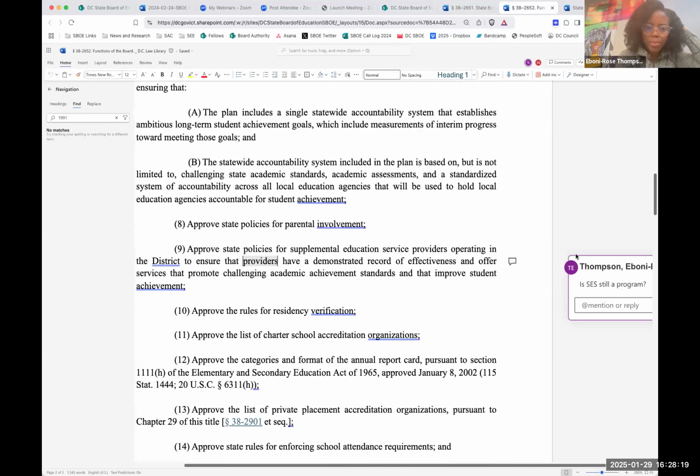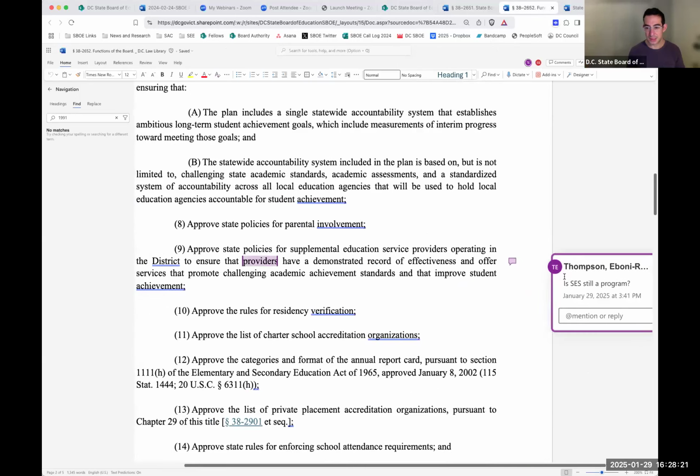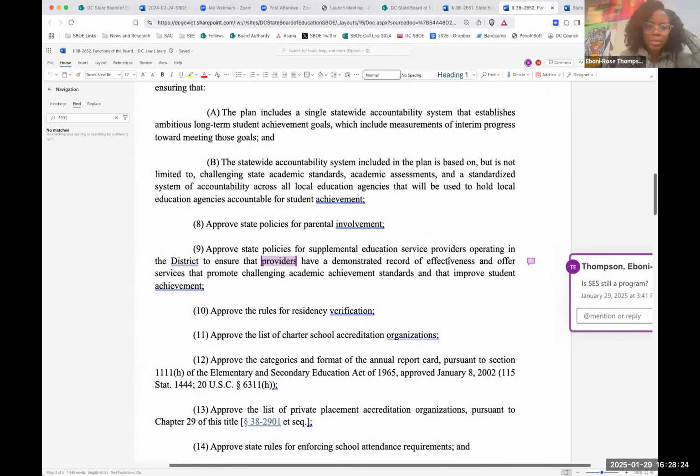Starting from, do you want to do this SES? Yeah, that's the one I was going to flag. So I guess that's 9. I remember when we had SES, supplemental education service providers. I'm not even sure SES is still a program federally, as this was pass-through money. And so I think this is something that just needs to be stricken altogether.